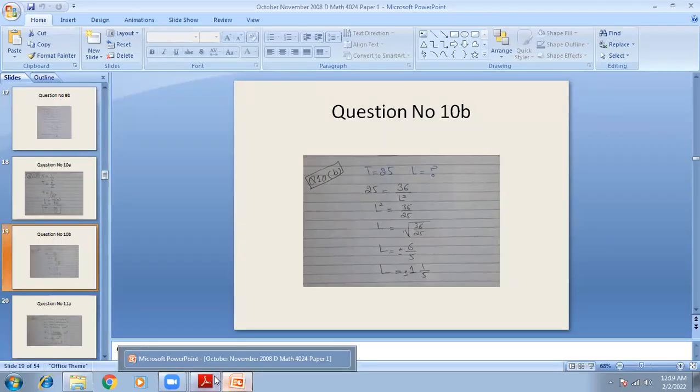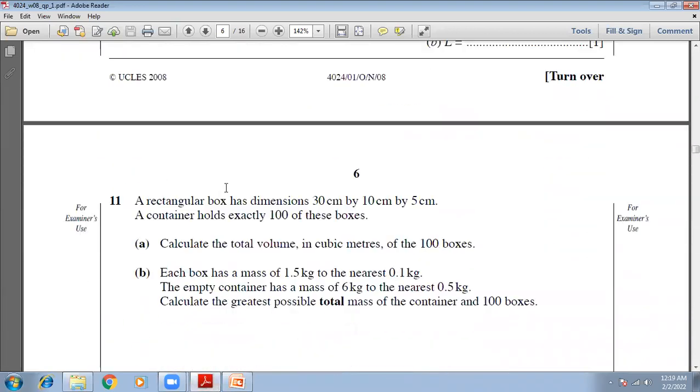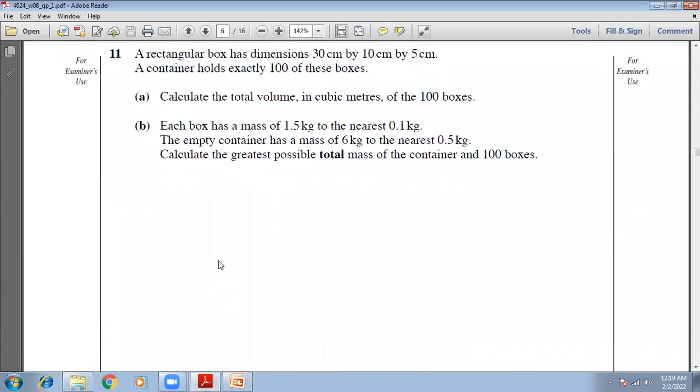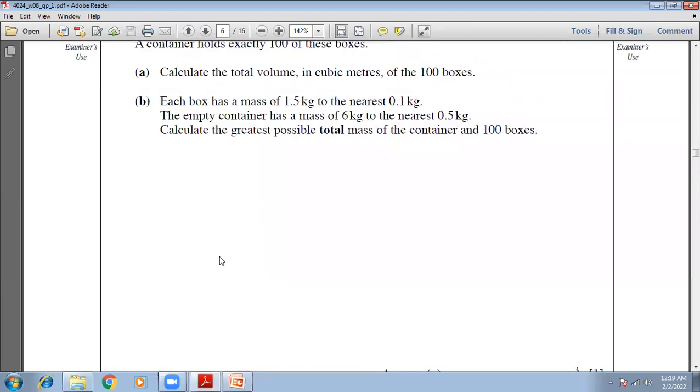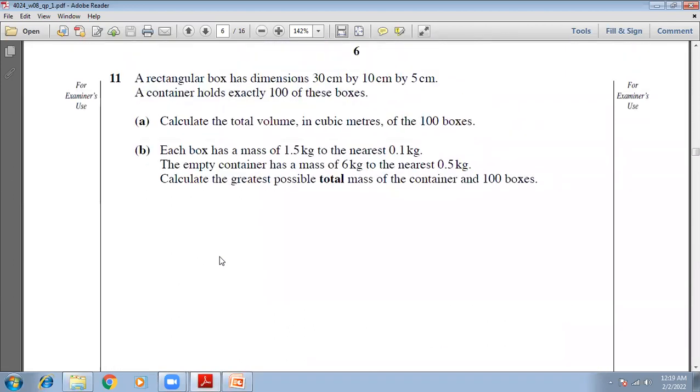So let's move to the next part. The next part coming up on the screen is question number 11. It's a 3-mark question. They say a rectangular box has dimensions 30 centimeter by 10 centimeter by 5 centimeter. A container holds exactly 100 of these boxes. Calculate the total volume in cubic meters of the 100 boxes. That's the first part. We have to find out the volume of one box, and then the volume of the 100 boxes.